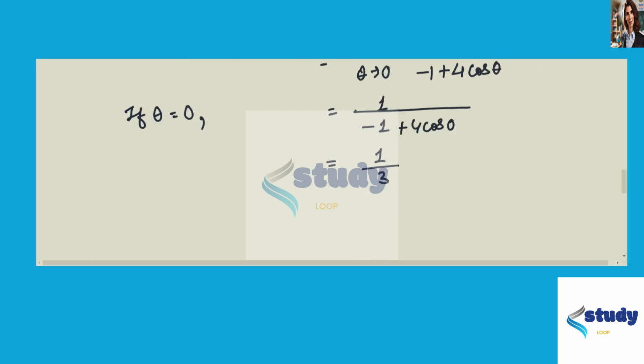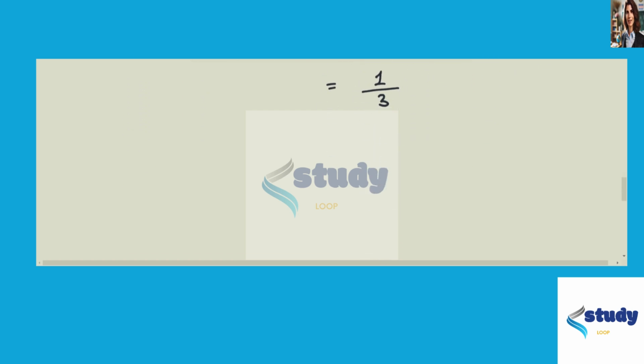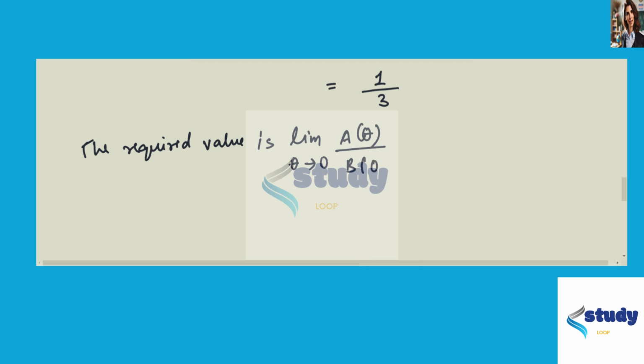So we can easily say that the required value, limit theta tends to 0 of a theta by b theta, equals 1 by 3. So this is our answer.